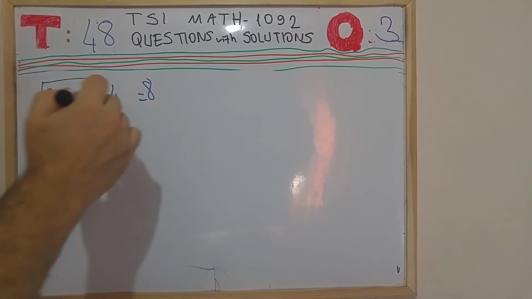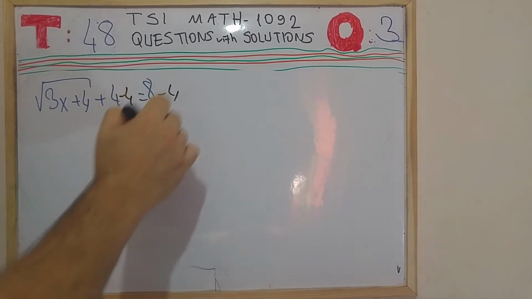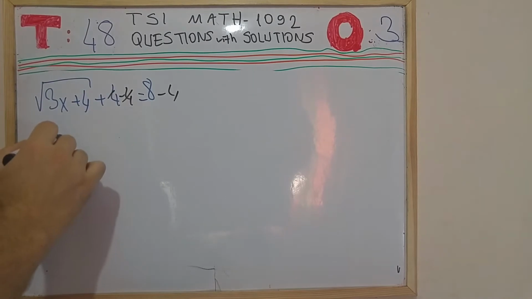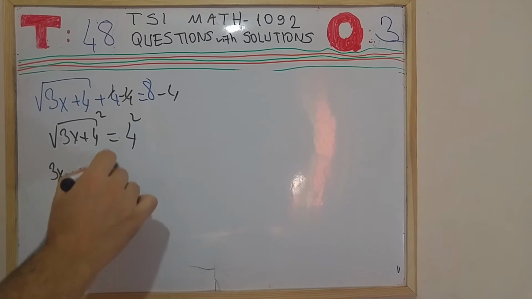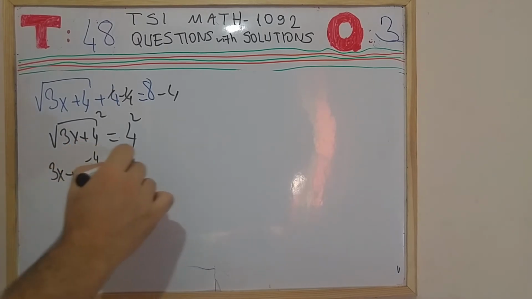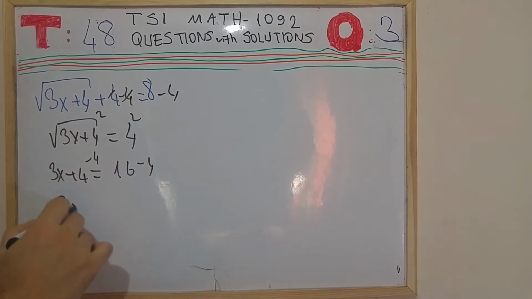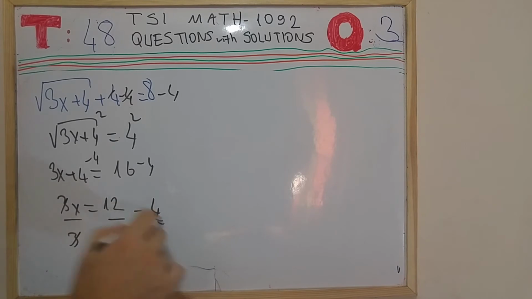With subtracting 4 from each side, what we have here is the square root of 3x plus 4, which is equal to 4. Now we can take the square of each side. Now we have 3x plus 4 is equal to 16. When I subtract 4 from each side now, what I have is 3x, which is equal to 12. And I divide both sides by 3 now. X is equal to 4.